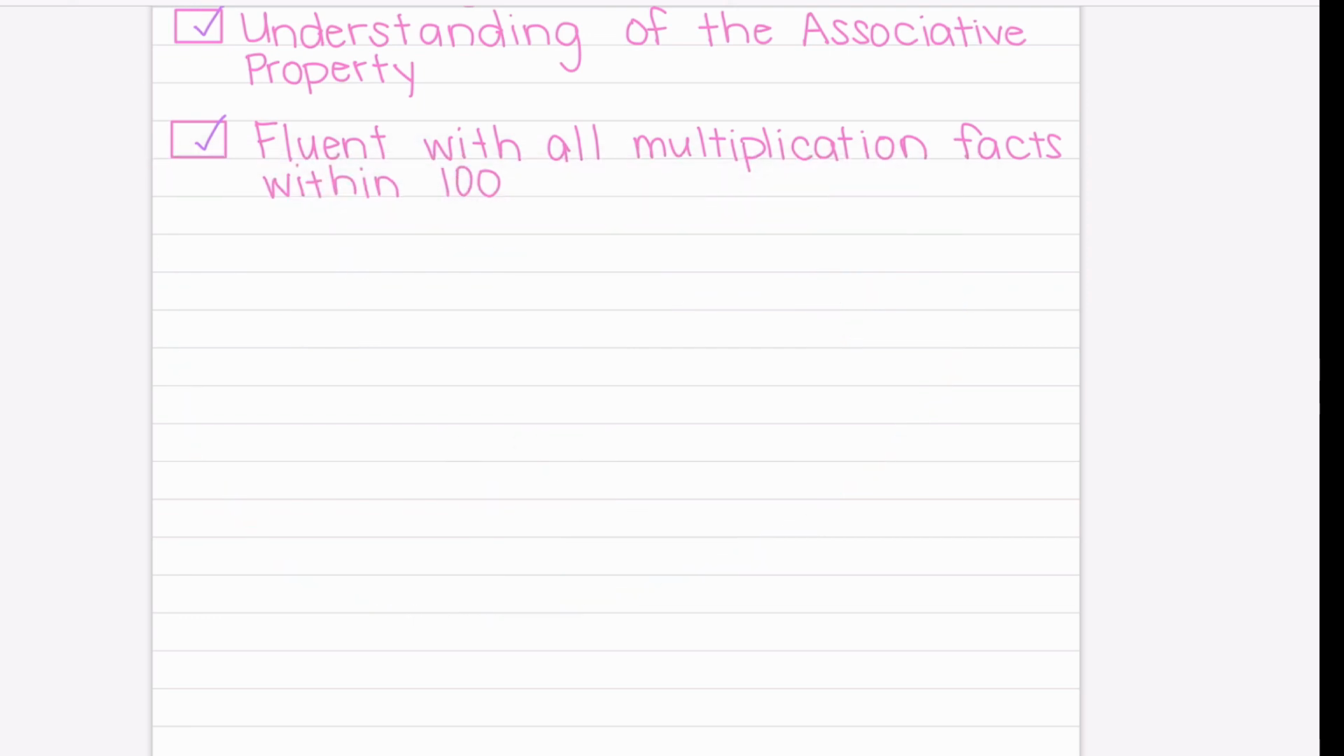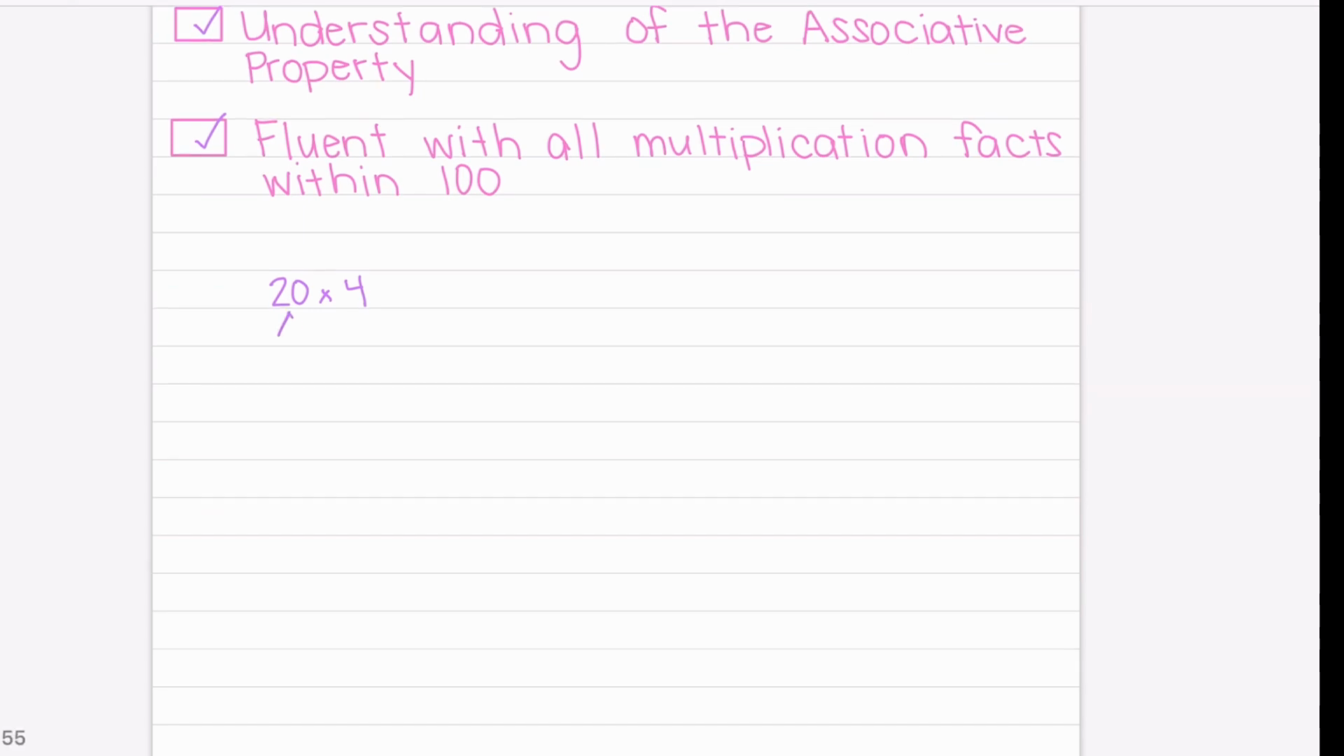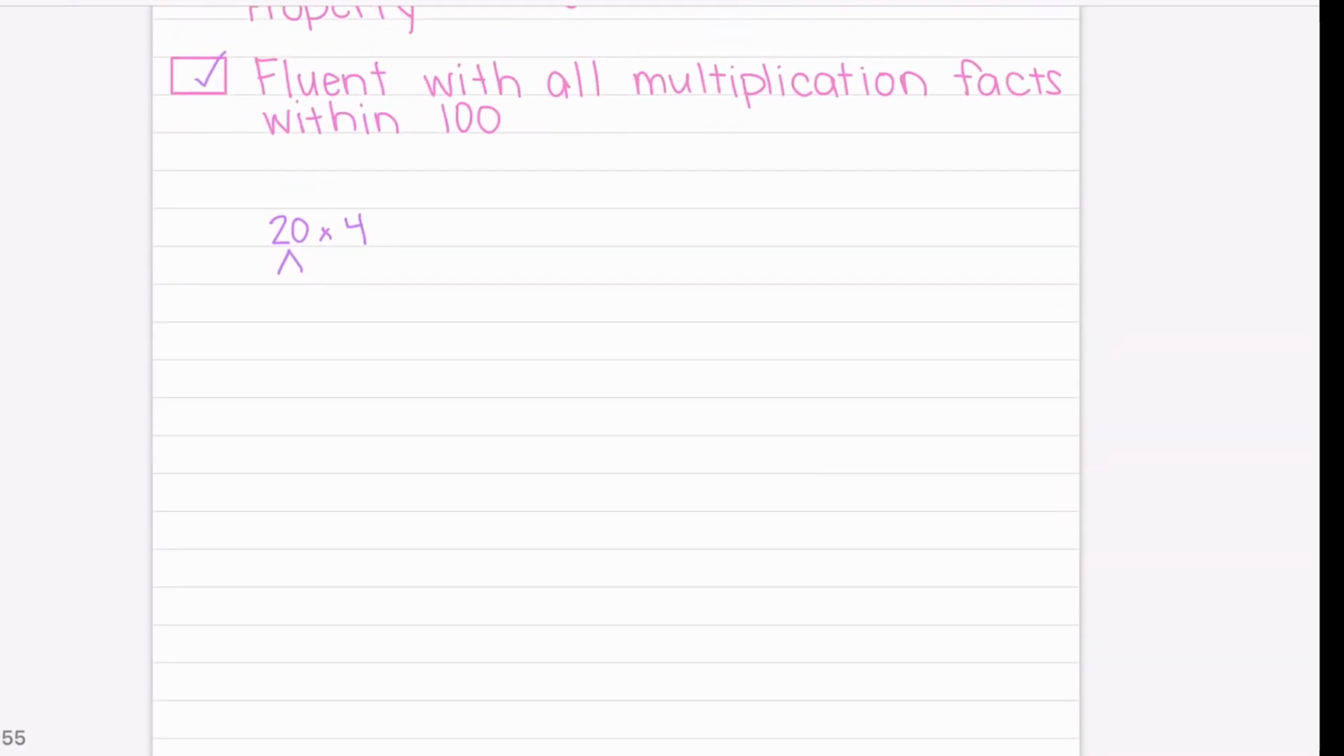First, we're going to start by looking at the problem 20 times 4. So the first thing that I want to do is pull out the factor of 10 from the multiple of 10. So I'm going to use the idea behind the associative property, and I'm going to break this into 10 times 2 times 4. So you can see that my 20 is right here. I just decomposed it into 10 times 2.